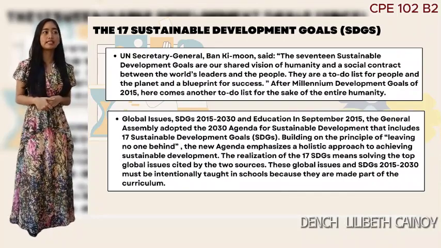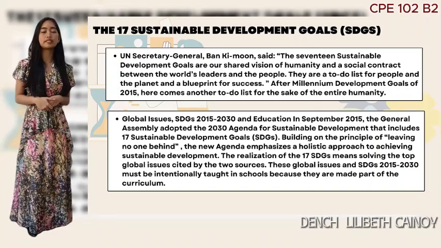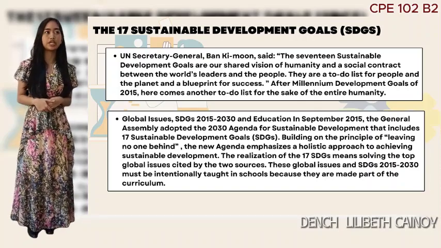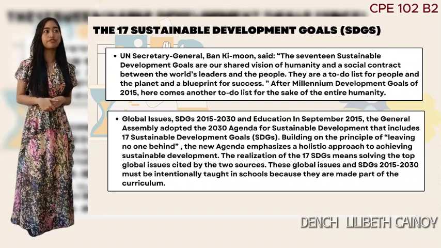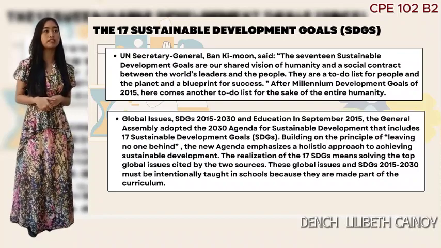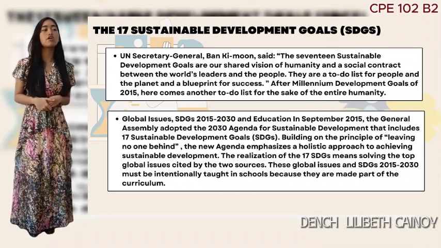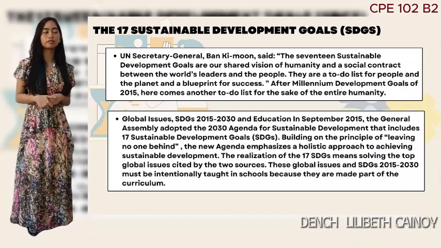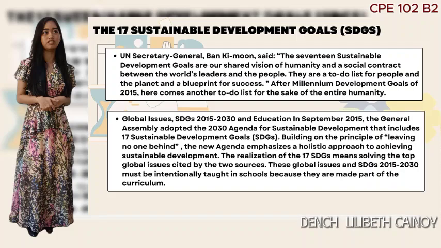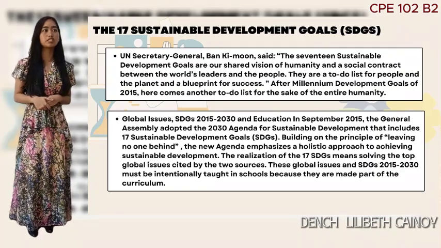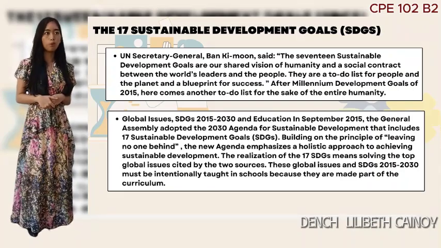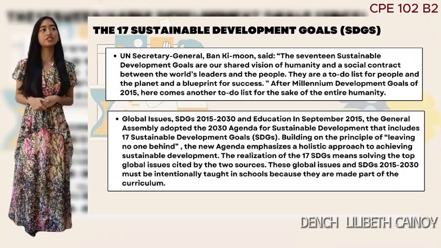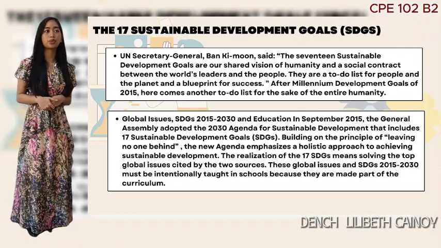Global Issues, SDGs 2015 to 2030 and Education. In September 2015, the General Assembly adopted the 2030 Agenda for Sustainable Development that includes 17 Sustainable Development Goals, or SDGs, building on the principle of leaving no one behind. The new agenda emphasizes a holistic approach to achieving sustainable development.